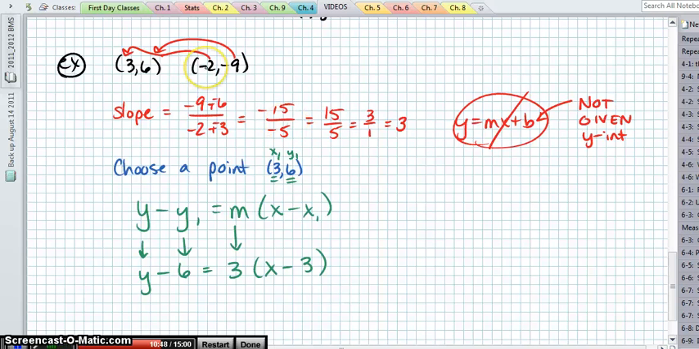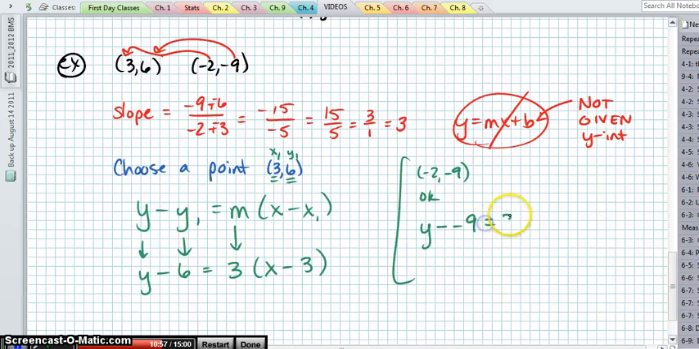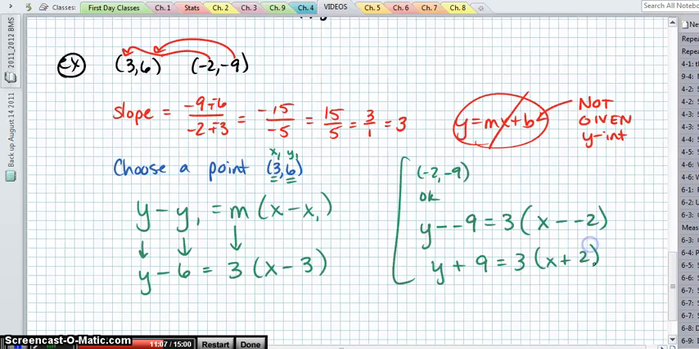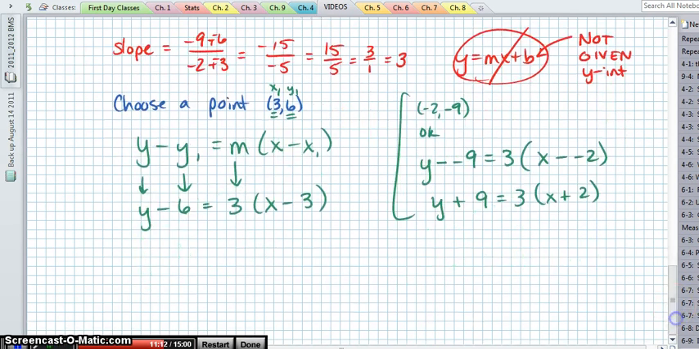Now you could have substituted -2, -9 in as well. I just want to point that out, that this would be okay to do. You'd have y minus -9 equals your same slope of 3, and then x minus -2. This could be simplified to y plus 9 equals 3 parentheses x plus 2. In the end, I could simplify both versions and get the same exact equation, and I can show you that as well. I will say that it is fine for you to leave your equation in this format because this is an equation to that line.